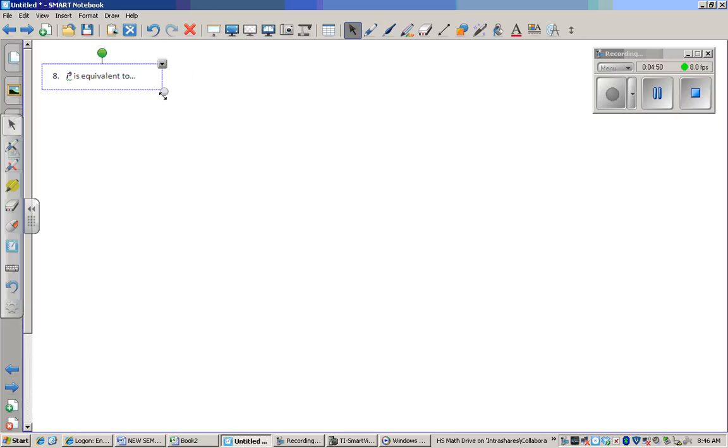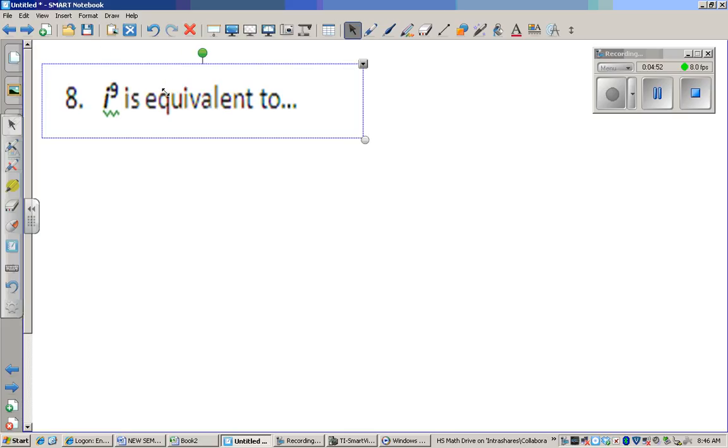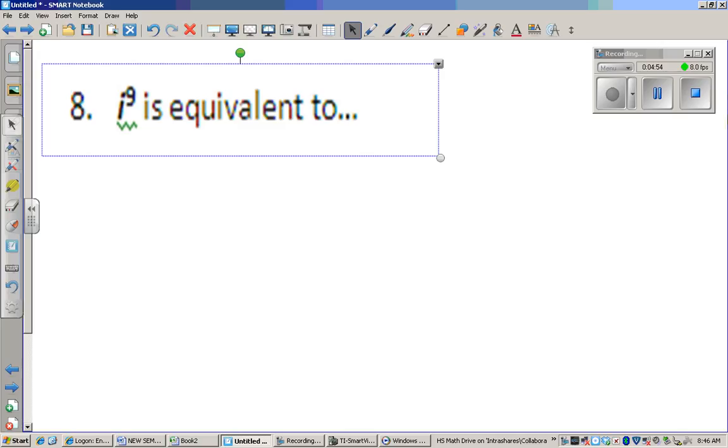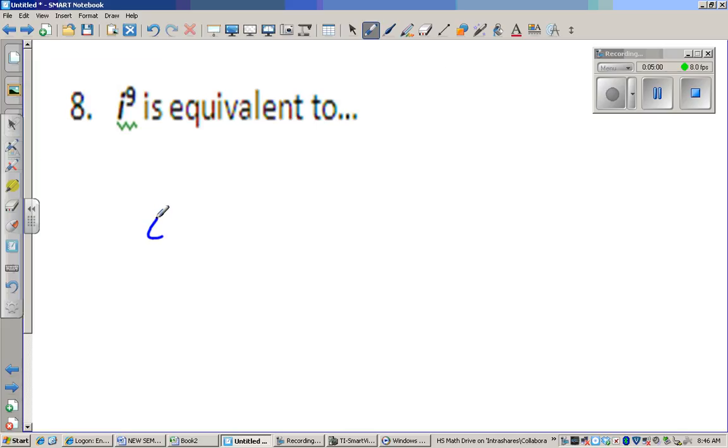Question number 8. It says i to the 9th is equivalent to what? i is the square root of negative 1. We talked about complex numbers in this class. So i squared is equal to negative 1. Let's use that for a moment here.